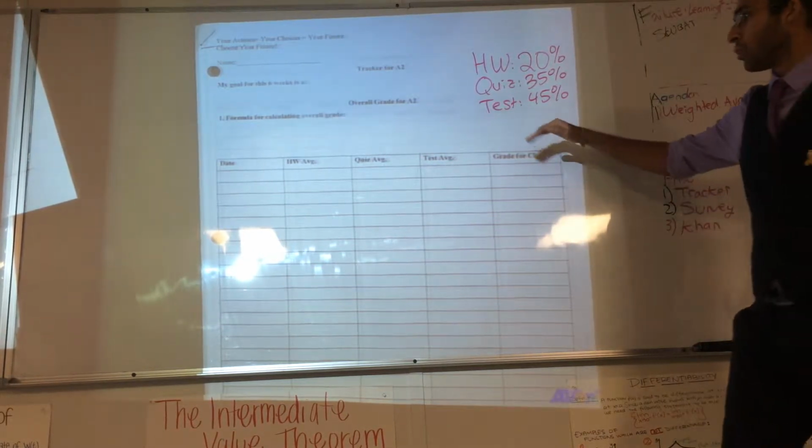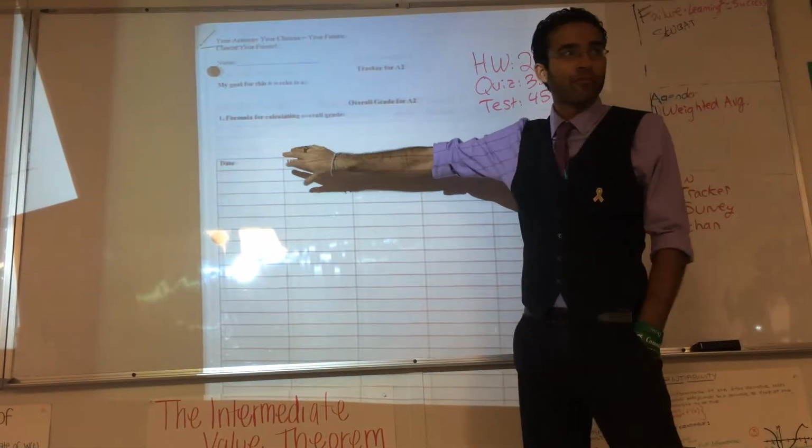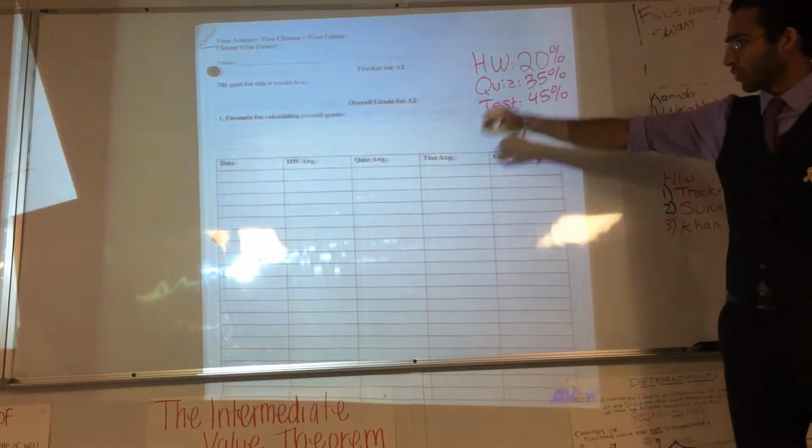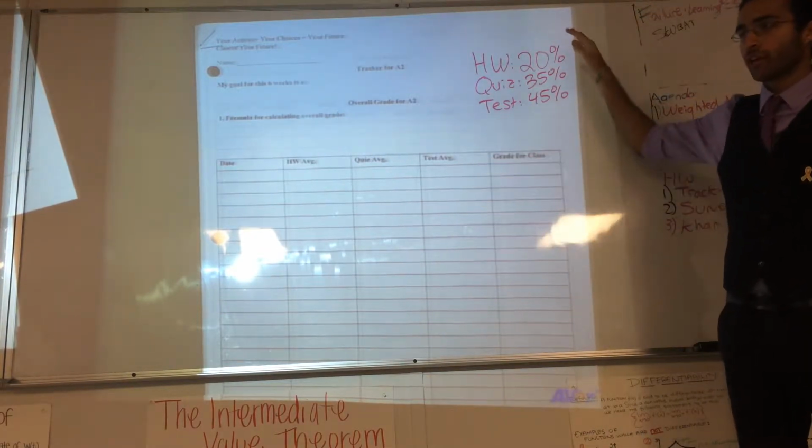Okay, so the homework grades averaged, that goes here. Quiz grades averaged together, that goes here. Test grades averaged together, that goes here. Then we calculate the weighted average.